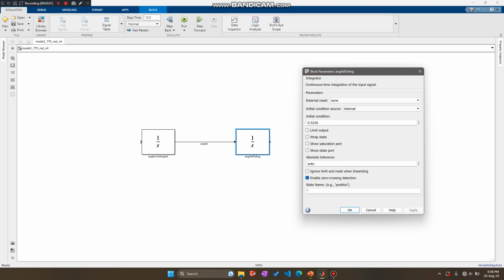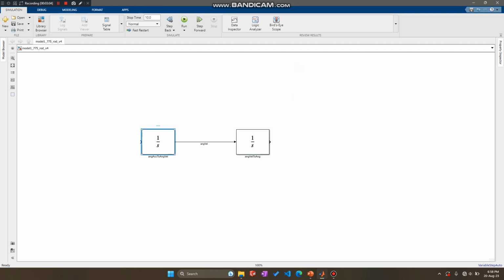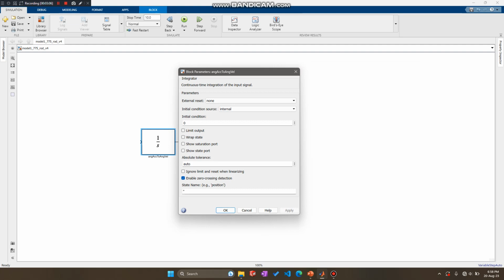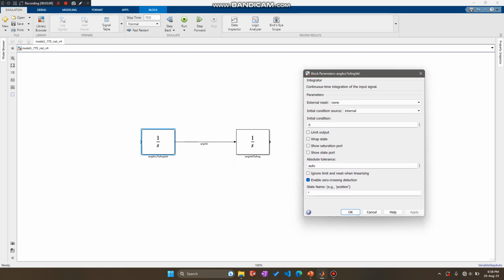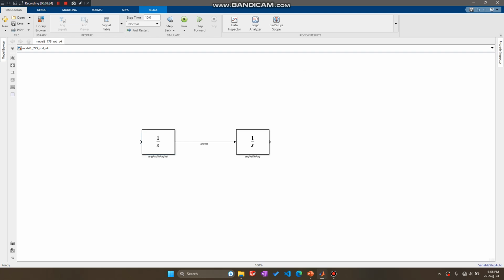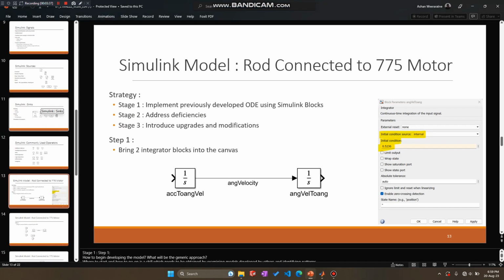Right. So that's done. And for this integrator block, the initial condition should be the initial condition of its output, that is the initial condition of angular velocity. From our observation, the rod starts at rest, which means the angular velocity is 0. So 0 is the same whether it's in RPM, radians per second, or any other unit for angular velocity. So I'll just leave it at 0. So that's it for step 1, and then we'll move on to the next step.